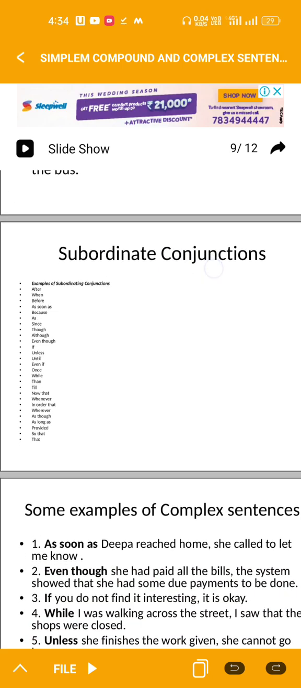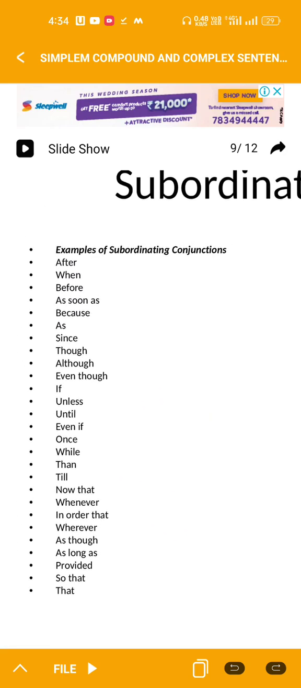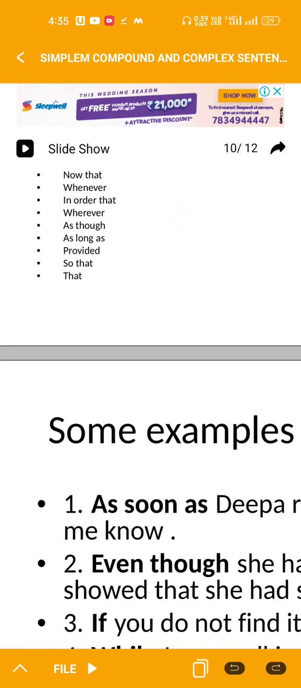So I have put some subordinate conjunctions here. Examples of subordinate conjunctions are after, when, before, as soon as, because, as, since, though, although, even though, if, unless, until, even if, once, while, then, till, now that, whenever, in order that, wherever, as though, as long as, provided, so that, that. All these are subordinate conjunctions.